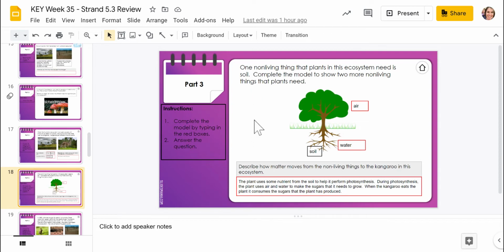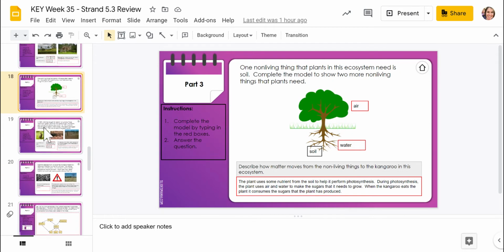On the next slide, you thought about some non-living things in this ecosystem, one of which was given to you: soil. The other two non-living things that are important to plants and their growth are air and water, since plants use air and water to do photosynthesis and make sugars that they need to grow. So, how matter moves from non-living things all the way to the kangaroo in this ecosystem, here's what I wrote. The plant uses some nutrients from the soil to help it perform photosynthesis. During photosynthesis, the plant uses air and water to make the sugars it needs to grow. When the kangaroo eats the plant, it consumes the sugars that the plant has produced.